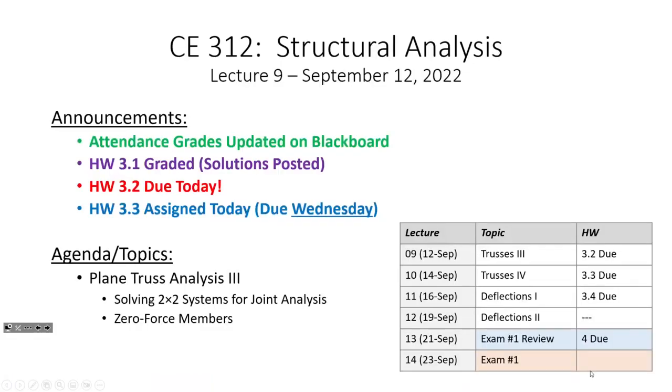So I put this together so that everybody would have a general idea of the game plan between now and our first celebration. Our first celebration is going to be Friday, September 23rd. We've got homework assignments due today, Wednesday, and Friday. We do not have a homework assignment due the following Monday, because the homework I'm assigning on Friday I'm making due Wednesday. It's a little bit longer.